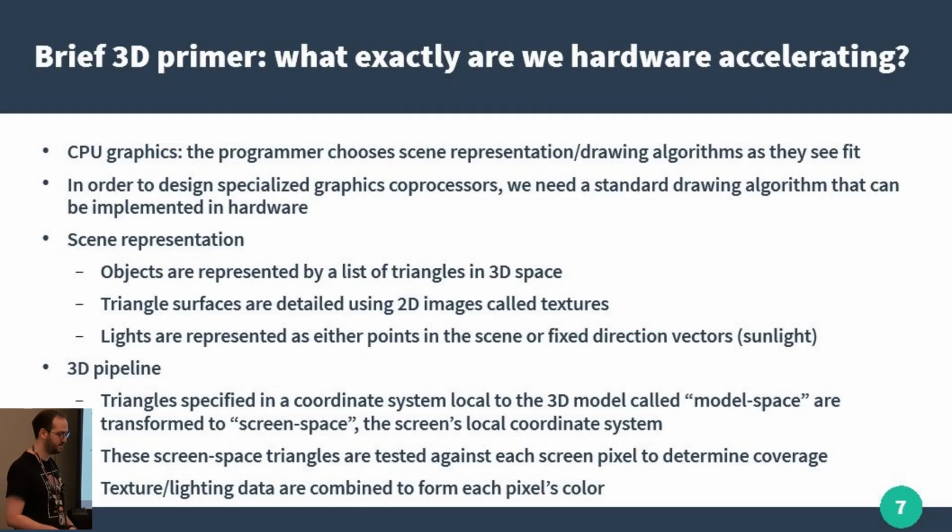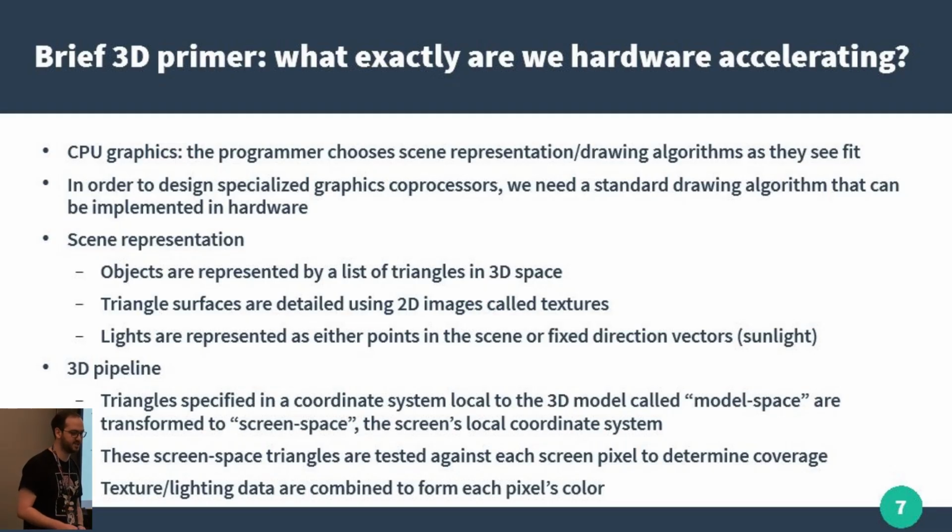So real quick, the way that we represent scenes in this world is we have objects that are represented by a list of triangles. These triangles exist in 3D space and they form surfaces, and the surfaces are detailed using 2D images called textures that are applied to the surfaces. And then these surfaces are optionally lit using lights that are either represented as individual points in the scene that light comes out of, or lights can be represented by just a direction. Because for example, the sun is millions of miles away and its light rays are all coming from approximately the same spot, so we can approximate that by just saying, okay, the sunlight direction is that way or whatever.